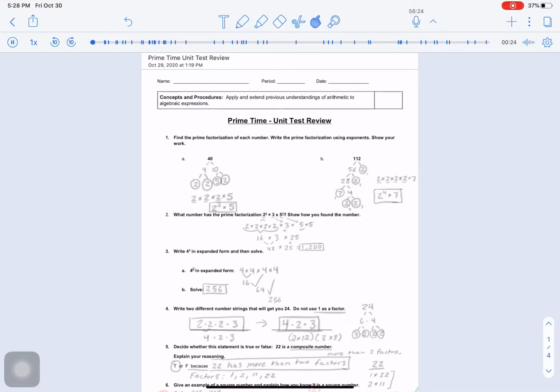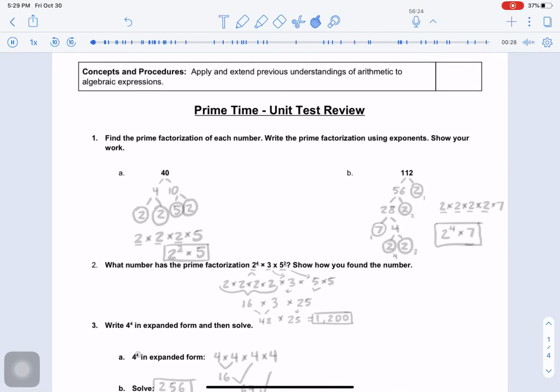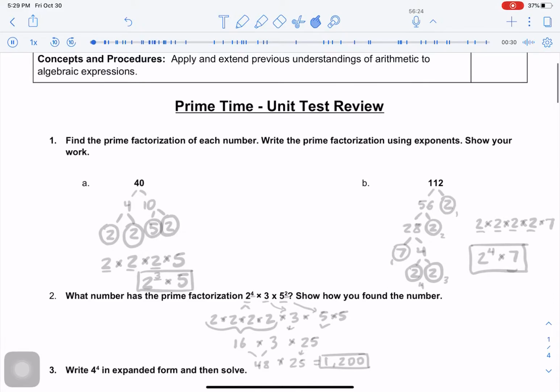Up first, we have question number 1. It says, find the prime factorization of each number. Write the prime factorization using exponents and show your work. To find the prime factorization, we're going to use the factor tree method here.